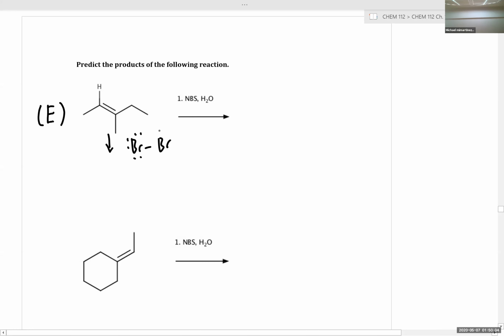So the first step, we have N-bromosuccinimide. So I'm going to draw N-bromosuccinimide. Our alkene is going to attack our N-bromosuccinimide, and we're going to generate our bromonium intermediate. We're going to respect the fact that these methyl groups are cis, and we're going to draw addition of our bromine from the top face. So we have our bromonium intermediate.